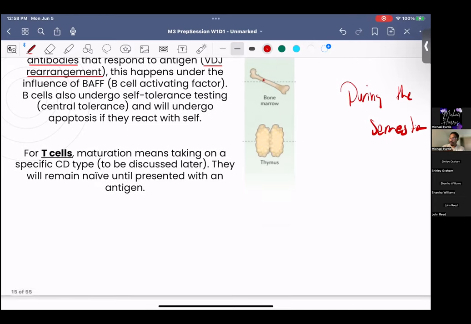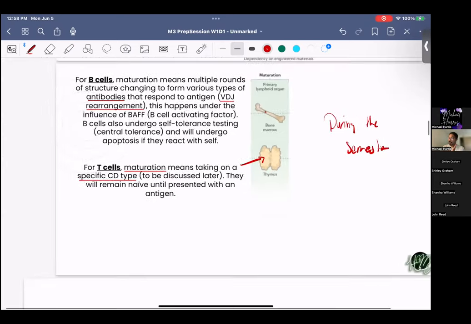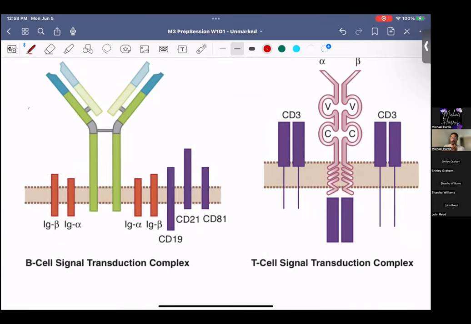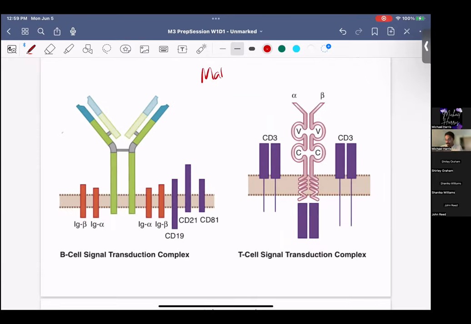Now, with T cells, they have their own maturation, but this happens inside the thymus. Okay? With their specific CD markers, which I'm going to talk on later. Perfect. Now, here we're looking at the actual cell markers now. So now they made them. So we skipped the maturation and now they are mature. Okay, so these are mature cells. Okay, on their cell surface, they present this guy. This is known as an antibody. Okay. This is for the B cell. The T cell presents this guy. This is known as the T cell receptor.